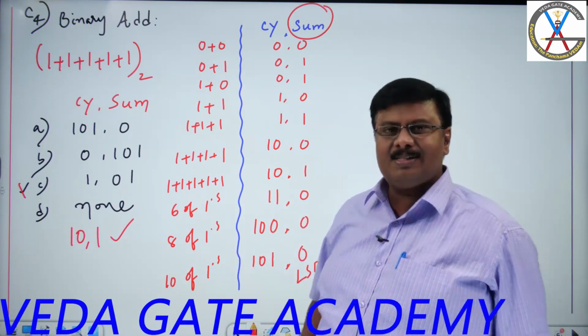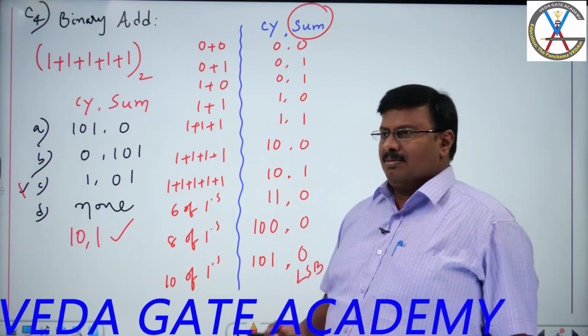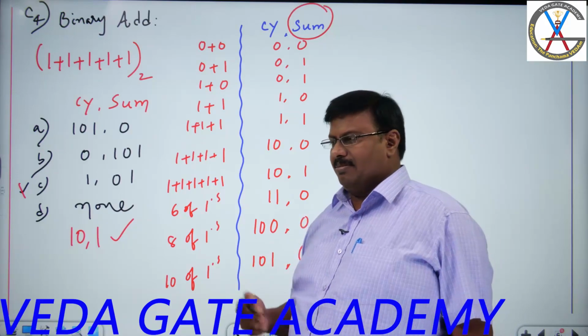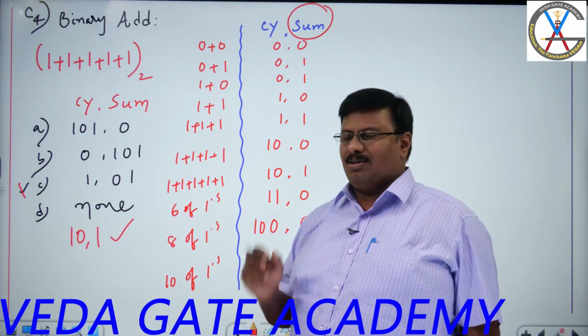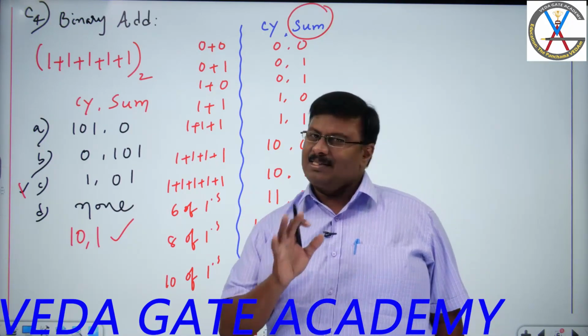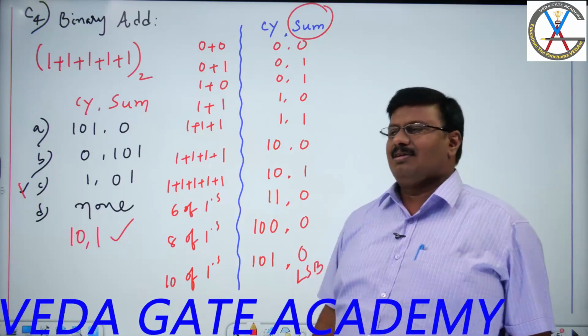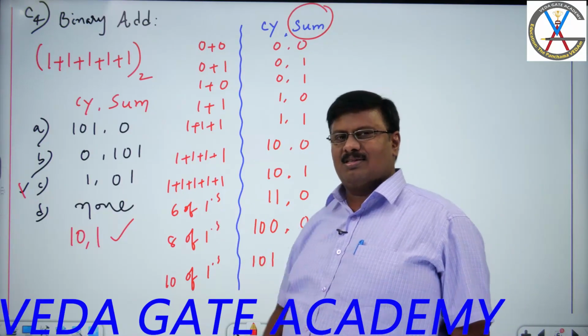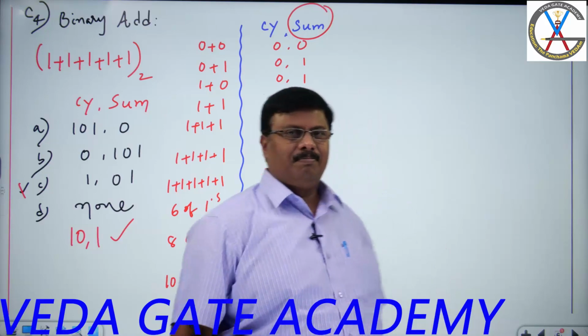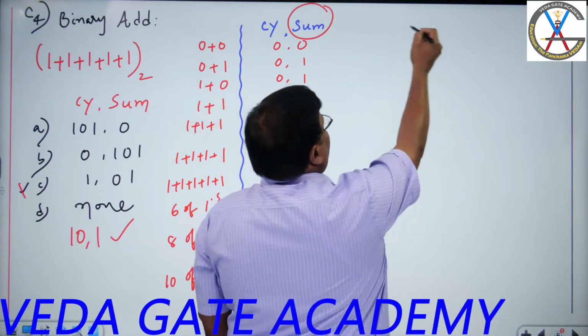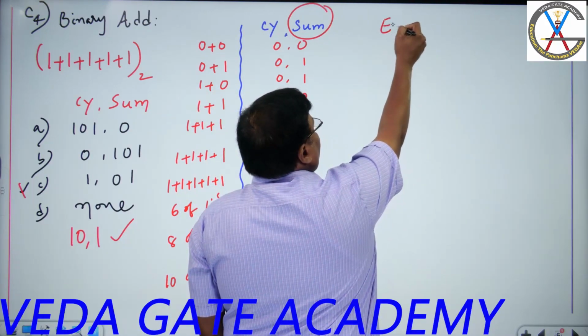The fundamental deal is, whenever you add binary digits, from the count of ones, always the LSB is the sum and the remaining is carry. Blindly follow this. Can I give you a proof for this by taking a small example? Yes, let us. Then here is an example.